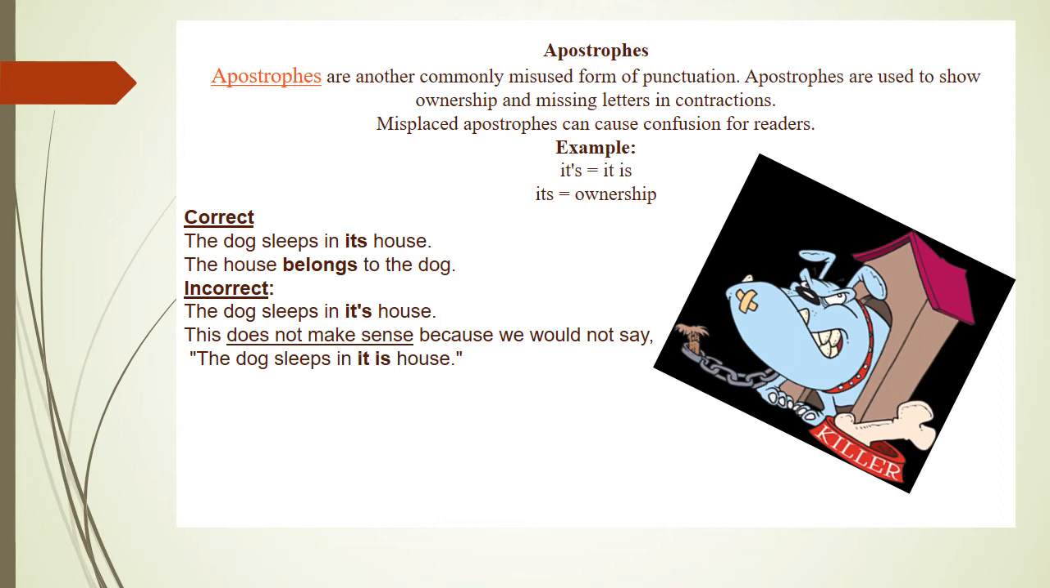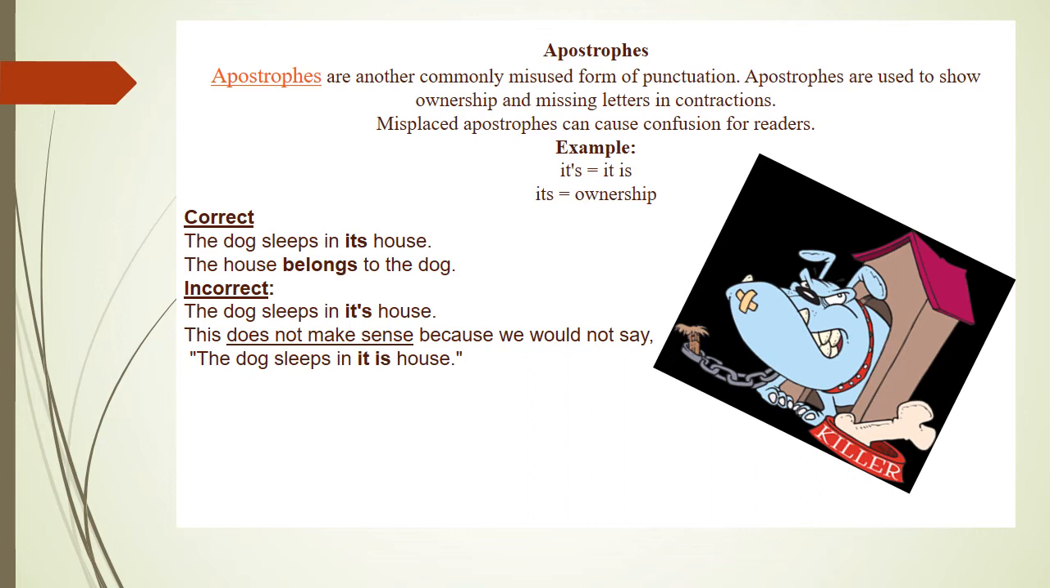It's, apostrophe s, it apostrophe s equals it is. It's with apostrophe is basically a contraction. Contraction means when we skip a letter, we add an apostrophe instead of it. In this contraction, we are skipping i. In place of i, we are adding an apostrophe. So that is a contraction, and the actual words are it is.